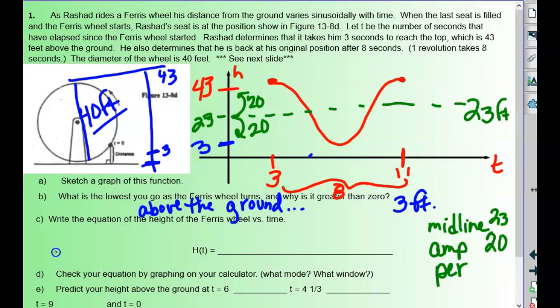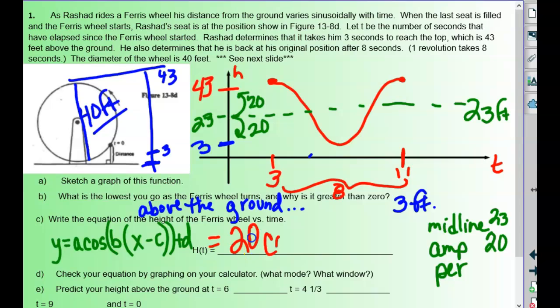Do you want to do this as a sine or a cosine? So we have A cosine B x minus C or plus C, it doesn't matter, plus D. Okay, so A is the amplitude, which is which number? The 20. So the height has an equal sign here, so I don't have to write that. 20 cosine. Okay, the next thing that goes in is related to the period.